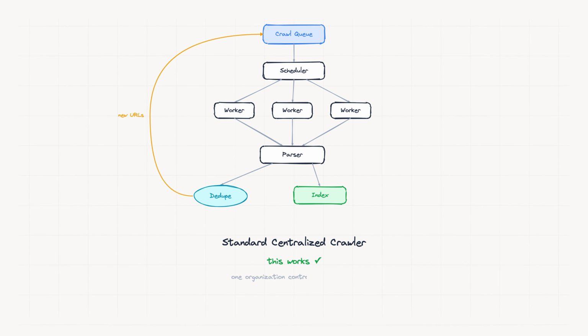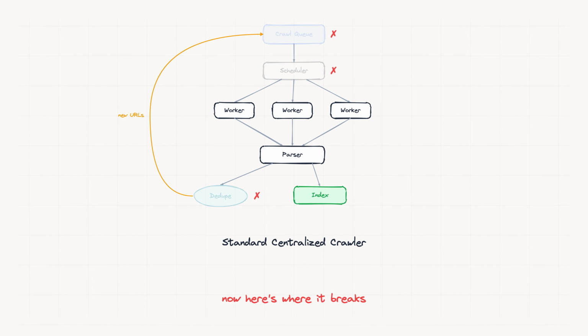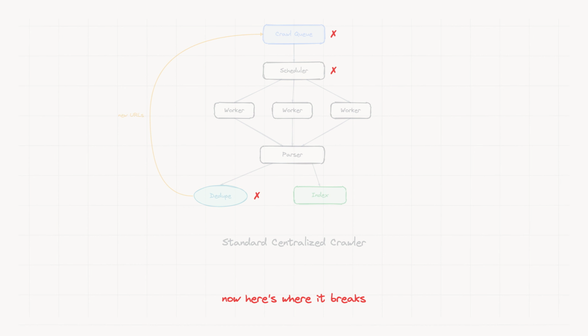And honestly, this works. It works because one organization controls coordination. That one organization decides who crawls what, keeps a single source of truth for what's already been seen, handles retries when something fails. When you're in control, none of this is hard. Now here's where it breaks. In a decentralized crawler, those assumptions are gone. There's no shared queue. There's no trusted scheduler. There's no single dedupe store.